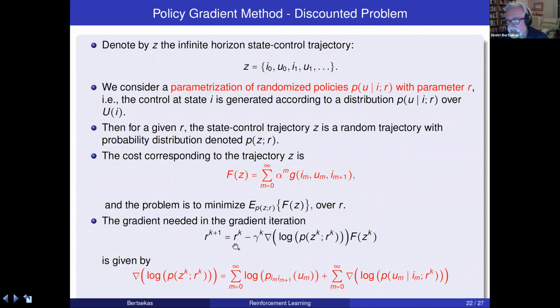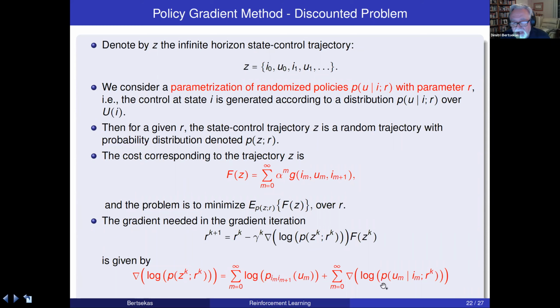The policy gradient method involves this iteration. At Rk, generate a trajectory, calculate its cost, calculate this gradient expression, and then go to the next point, Rk plus 1. At that point, we generate another sample, Zk plus 1, calculate the gradient, calculate the cost, and go to Rk plus 2, and so on. And now this formula here, that's kind of mysterious, is given in a convenient form in the case of discounted dynamic programming problems.